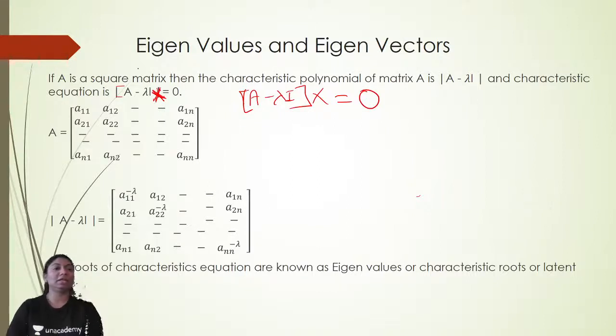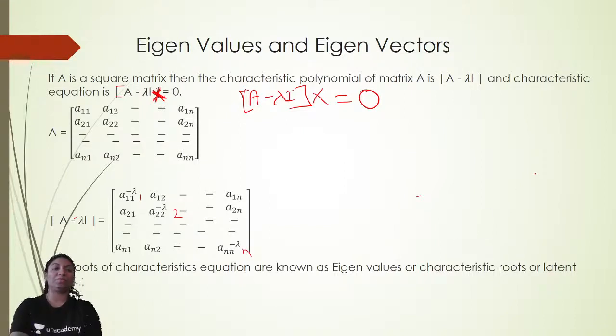Now, if the matrix is in the form of A11, A12, up to A1n, A21, A22 up to A2n, up to An1, An2, Ann, then the matrix A minus lambda I has entries A11 minus lambda 1, and so on up to lambda n. So you will get this matrix. Now the roots of this characteristic equation are known as the eigenvalues, characteristic roots, or latent roots. Any word can be used, but most of the time we use eigenvalues or characteristic roots.